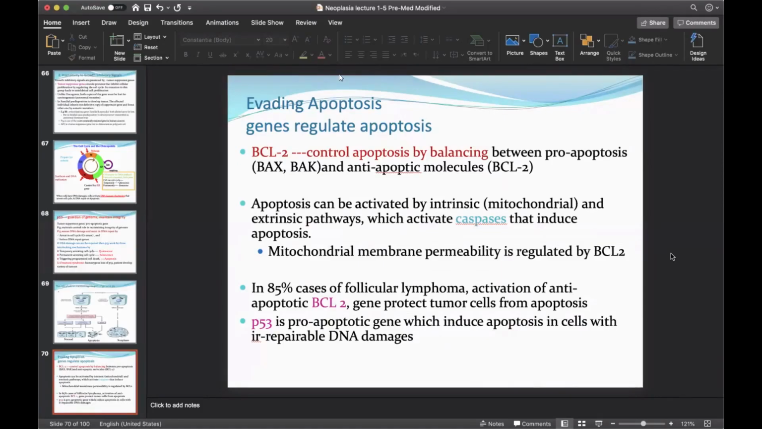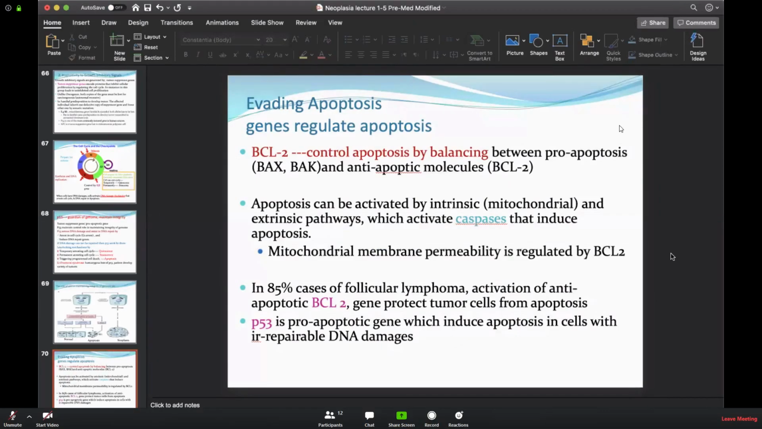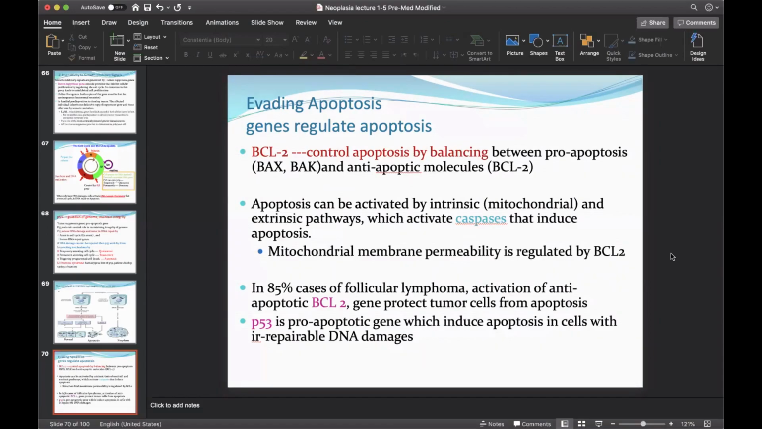Proteins that regulate apoptosis include BCL2 and BAX. These are encoded by genes, and BCL2 controls apoptosis by balancing pro-apoptotic proteins, which are BAX and BAK, versus anti-apoptotic molecules, BCL2. If you have a cell that has too much BCL2, the result is that this cell has the ability to avoid apoptosis.